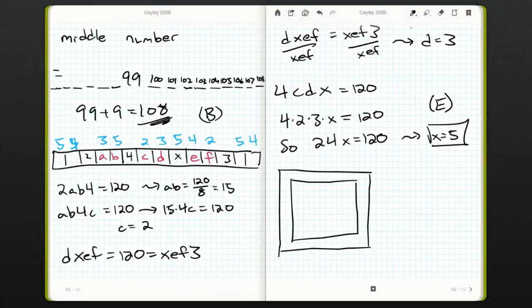So we have two squares and a distance of 1 on the inside. So if we have a side length of s for the outer square, then we're really coming in by 2, so it's going to be s minus 2 is the side length of the inner square.